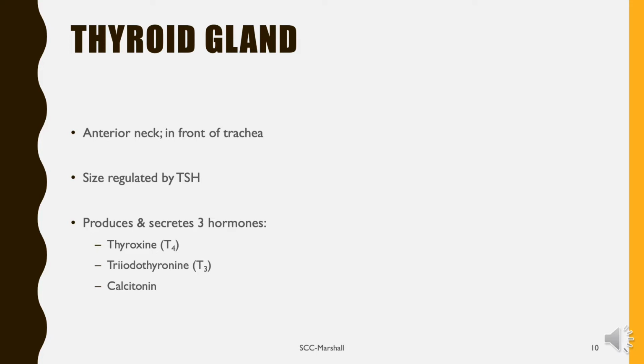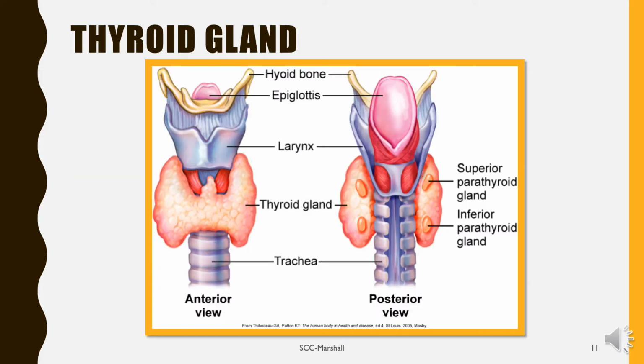So remember, calcitonin, it's going to pull the calcium into the bone, so there'll be less of it in the blood. Our calcitonin, along with parathyroid hormone, which we'll look at in a minute, work together to regulate calcium balance. Here you can see the location of the thyroid gland in the anterior portion of the neck. It kind of wraps around the trachea there.